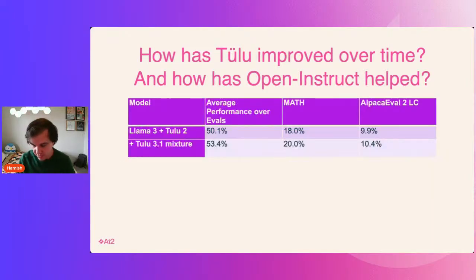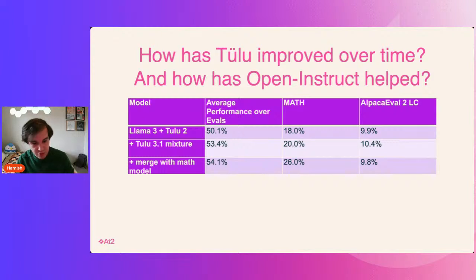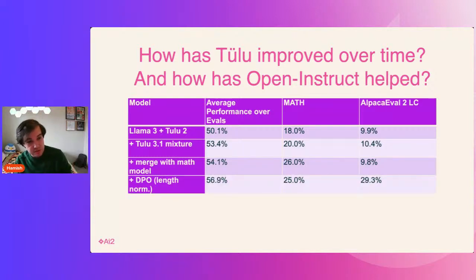So if I go back to this chart over here, we improved our data mixture a bit, and this improved performance a bit. We wanted to get better math performance. So we trained a model on a math-specific mix and then just merged it with the original model. And this boosted our math scores by quite a bit and overall improved performance a little. Then we did some additional DPO training, and this really boosted AlpacaEval 2 while not dropping performance elsewhere too much, resulting in an overall improved model.